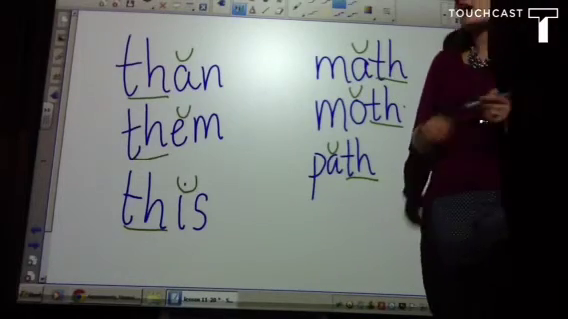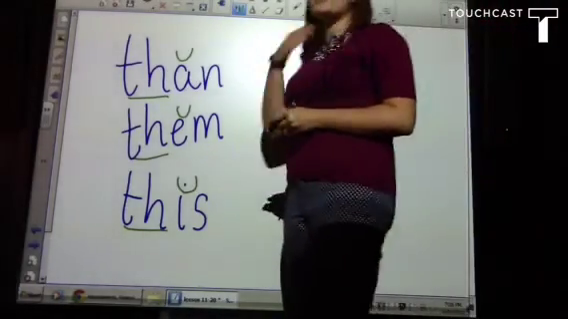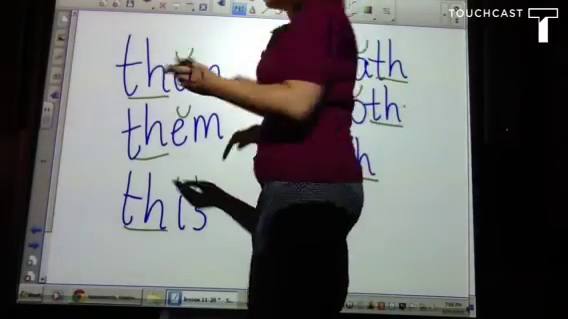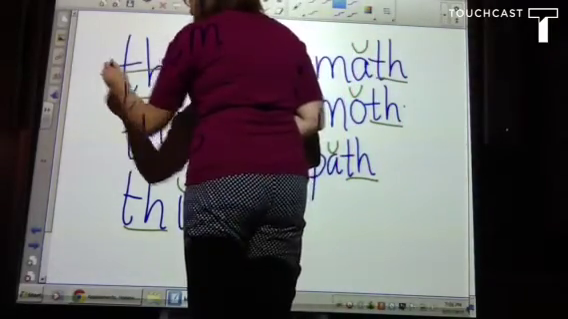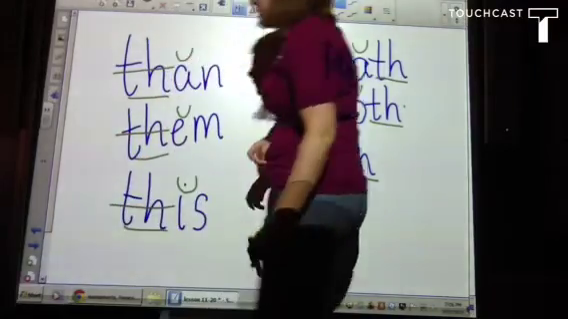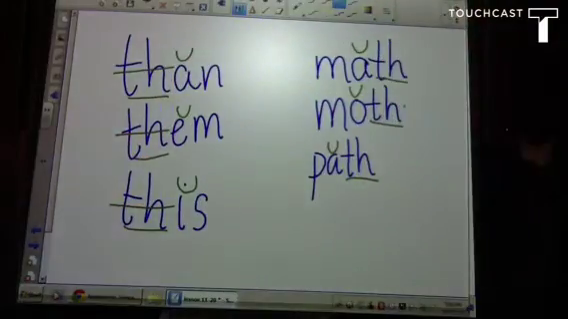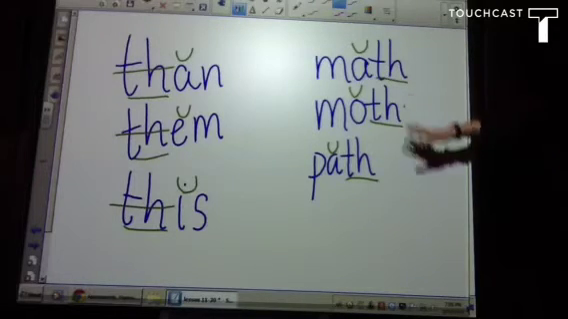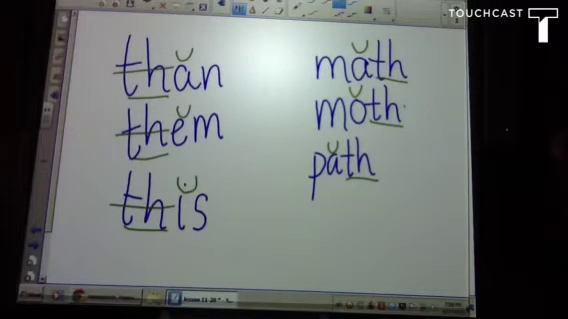So, when we have a TH that is voiced, we're going to draw a line through it, just like this. We're not crossing it out. We're just showing that that is voiced. And then these other ones, we're just going to leave just the way they are. Underline and nothing else.